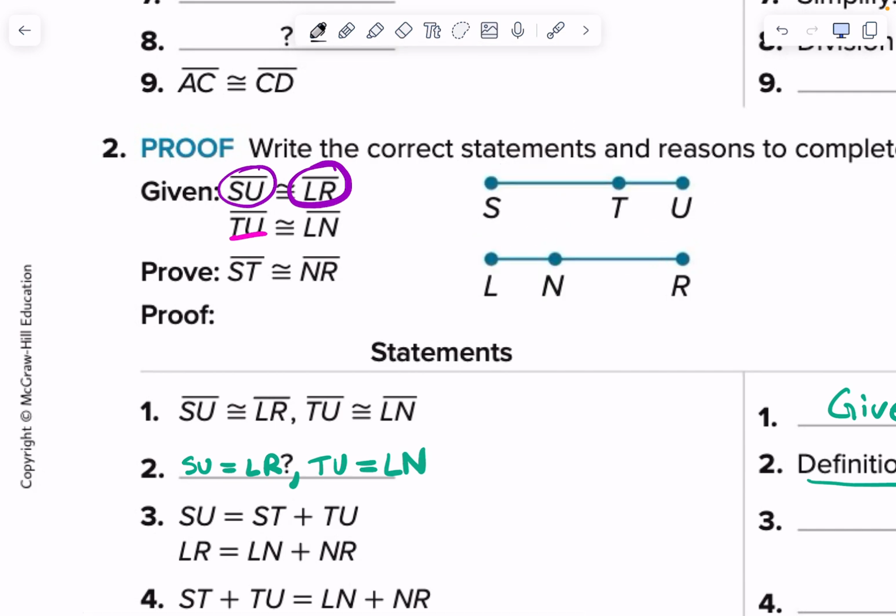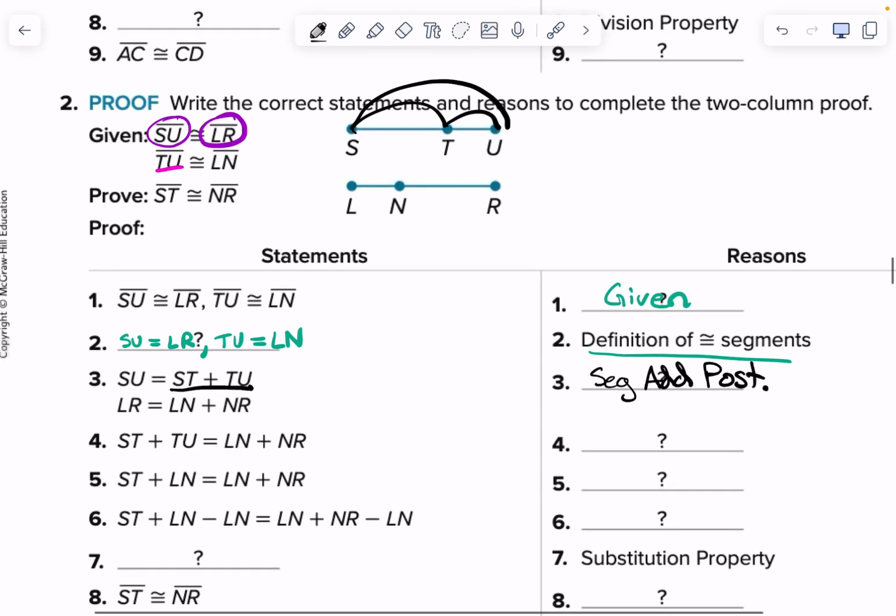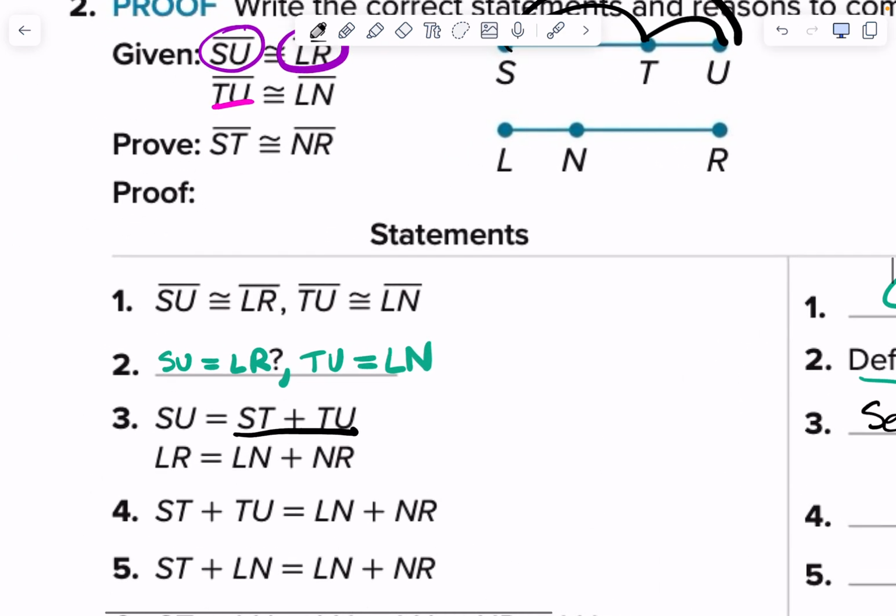They said that SU is equal to ST plus TU. What's that called? The two smaller pieces add together to be the bigger piece, right? That's the segment addition postulate. Can we abbreviate it to SAP? No, just write what I wrote. Segment addition postulate.